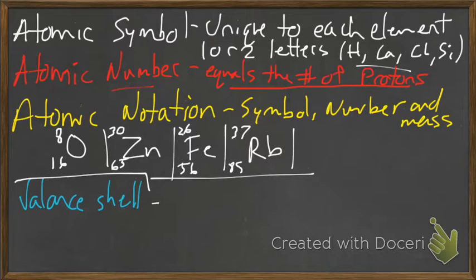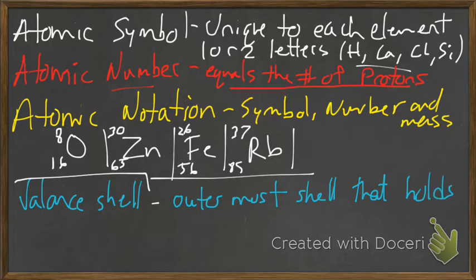Valence shell. So this is the outermost shell that holds electrons.